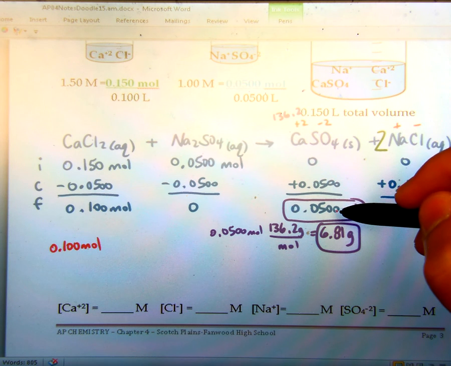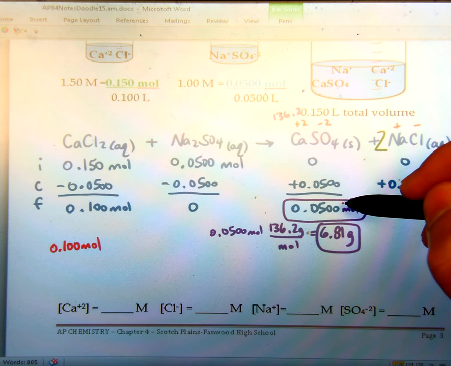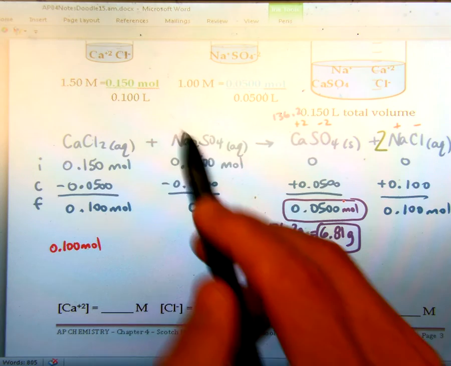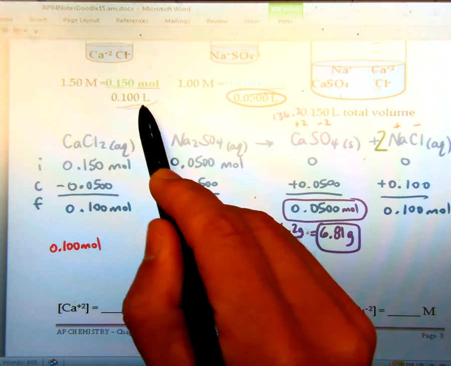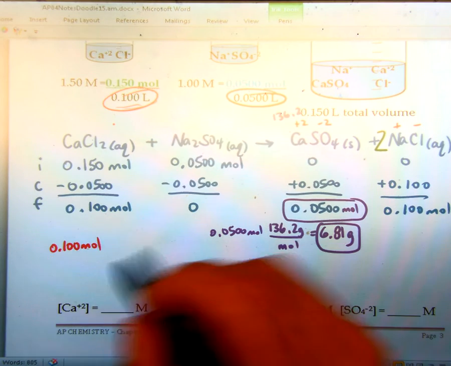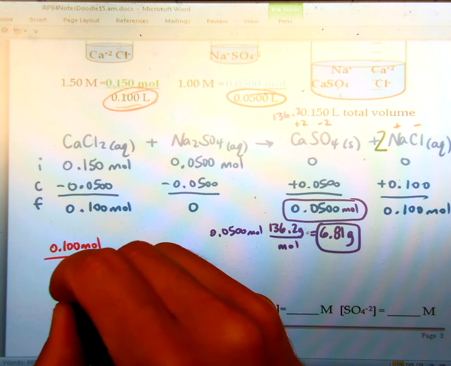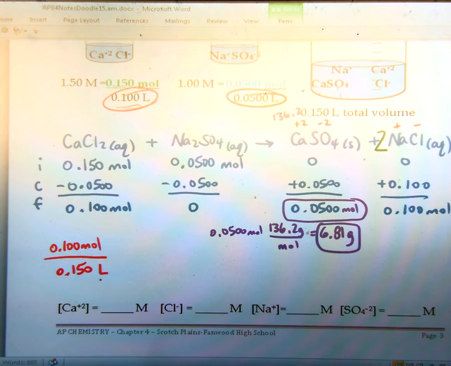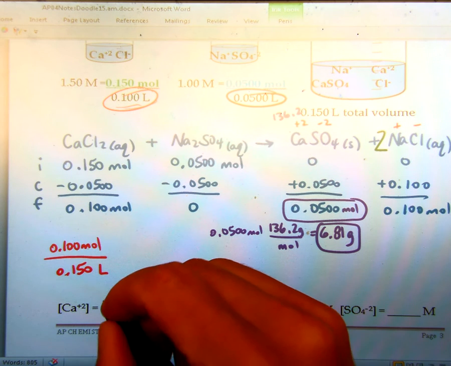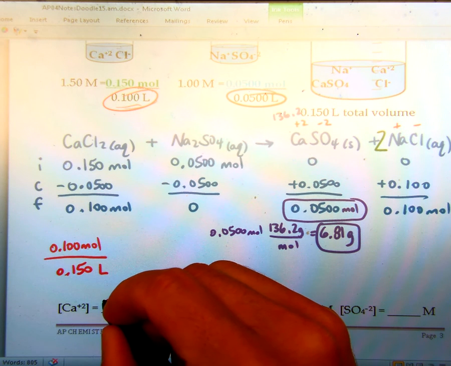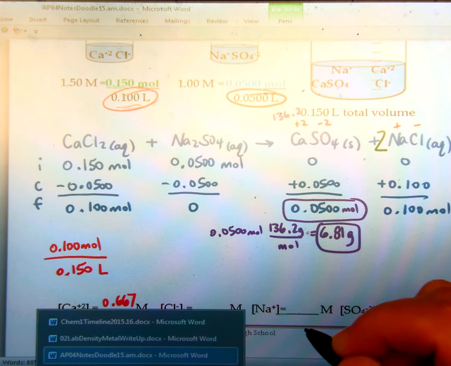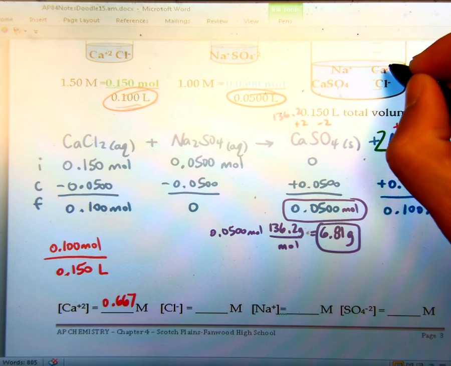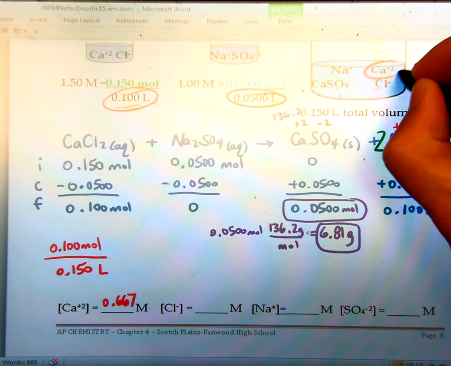So the only calcium we have is 0.1 moles, and then we want to divide it by the total volume. The total volume is going to be 0.1 liters plus 0.05 liters. So when you put that together, that's going to make 0.150 liters. When you take that fraction, it's going to be 2/3, which is going to be 0.667 molar calcium. That's going to be floating around in the beaker right here.